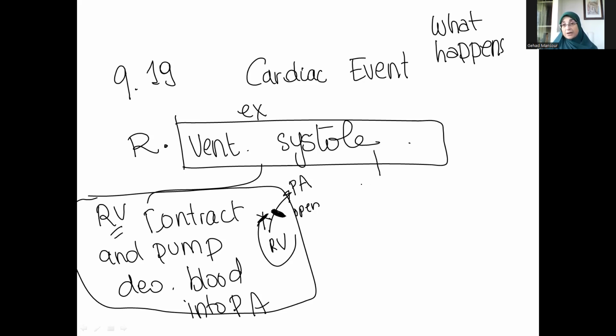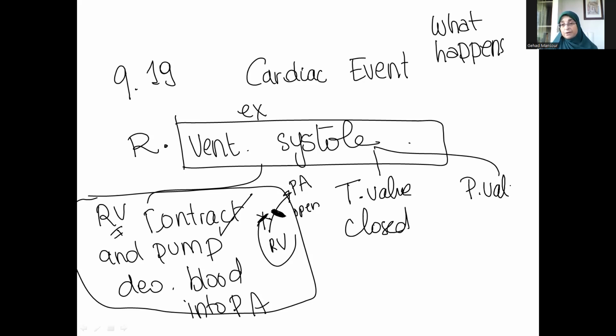So here, I might ask you what are the cardiac events that occur during right ventricular systole? The first event is contraction and pumping of deoxygenated blood into the pulmonary artery. The second event would be that the tricuspid valve would be closed. Why would it be closed? To prevent backflow during systole, and the pulmonary valve would be open.